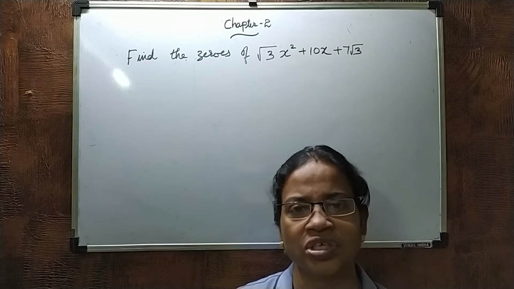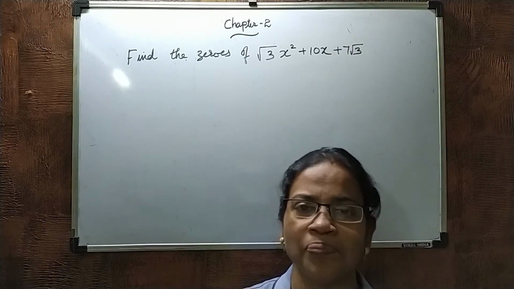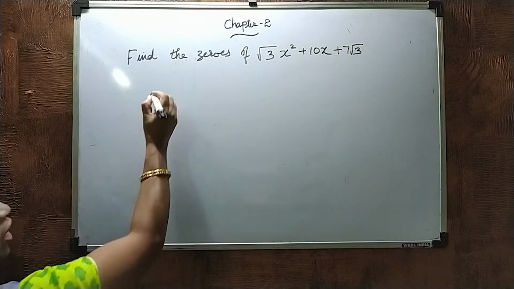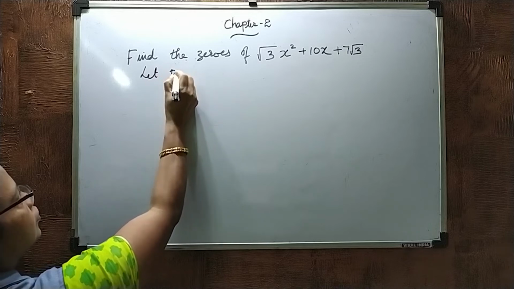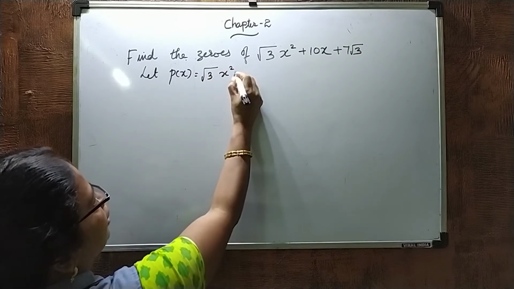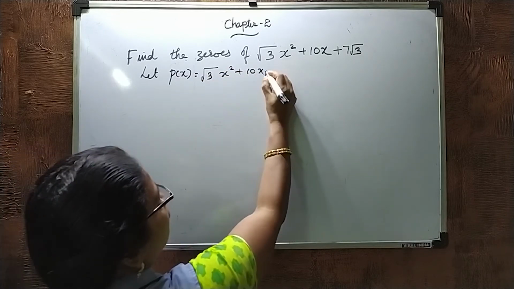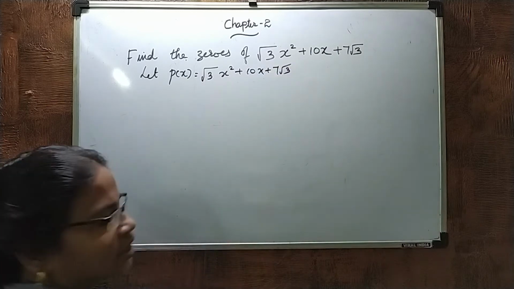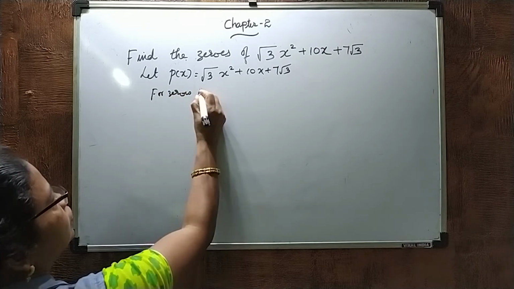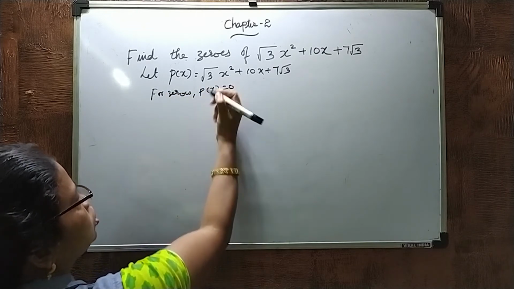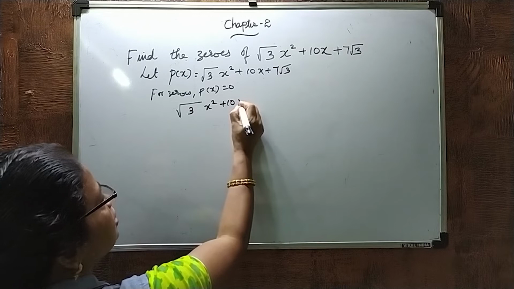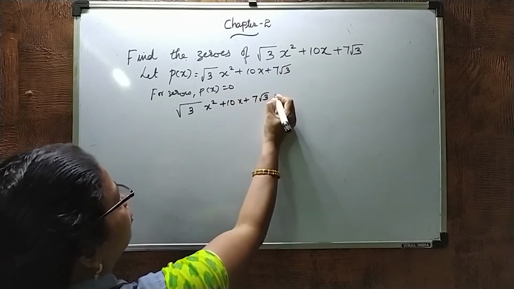So how will you find out the zeros of a quadratic polynomial? By splitting the middle term. So how will you split the middle term? Let p of x be equal to root 3 x square plus 10x plus 7 root 3. Then, for zeros, p of x is equal to 0. That means root 3 x square plus 10x plus 7 root 3 equal to 0.